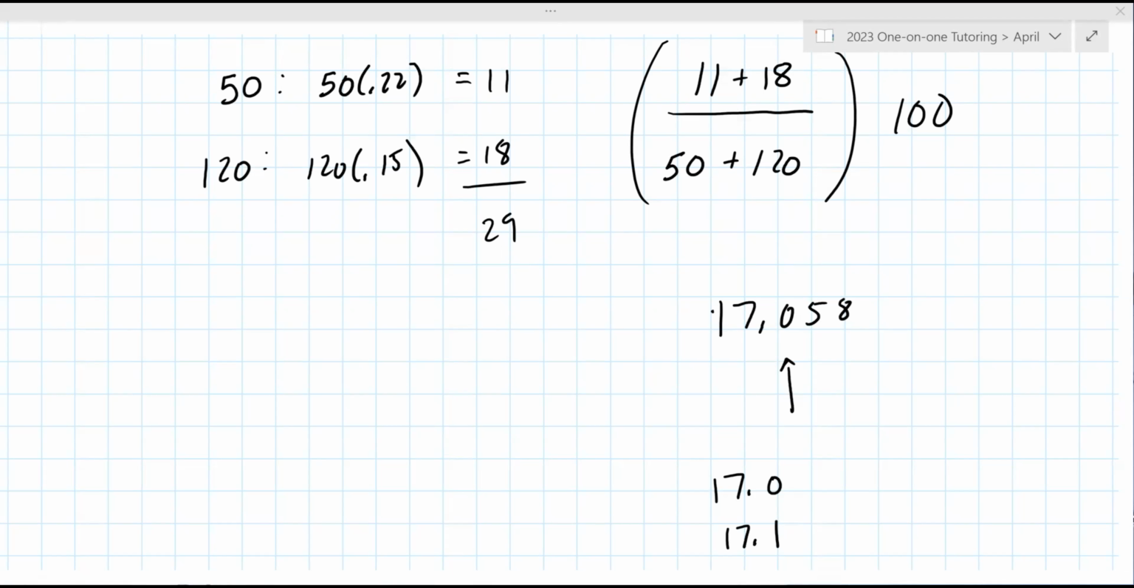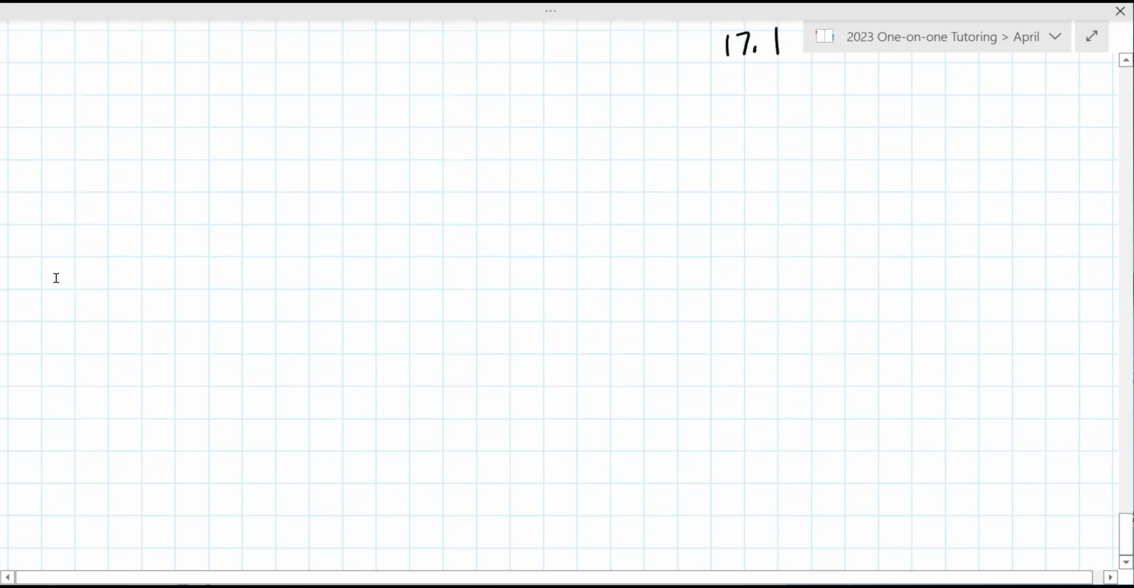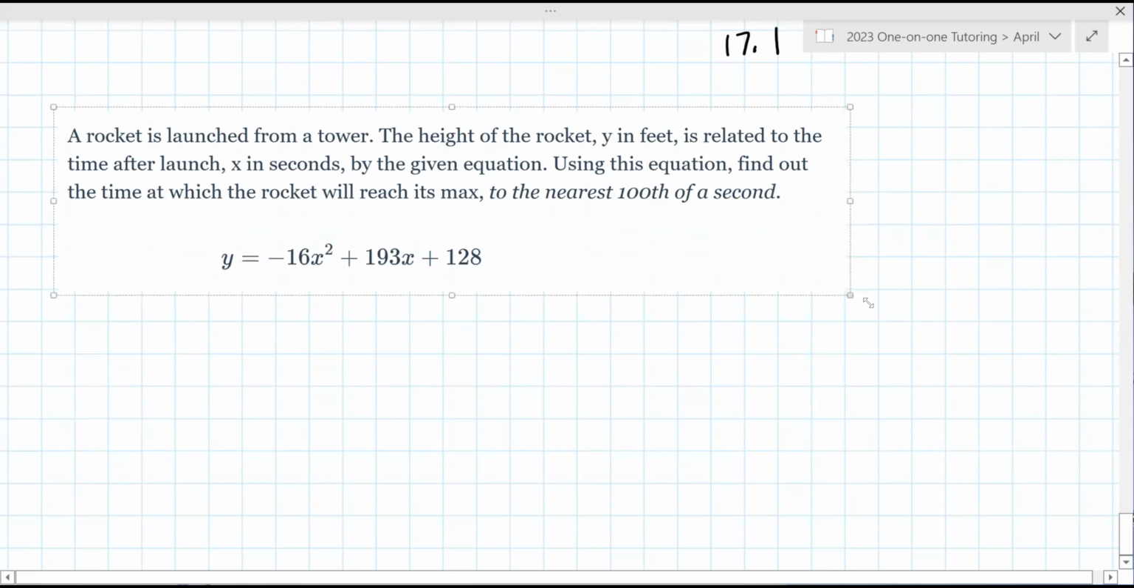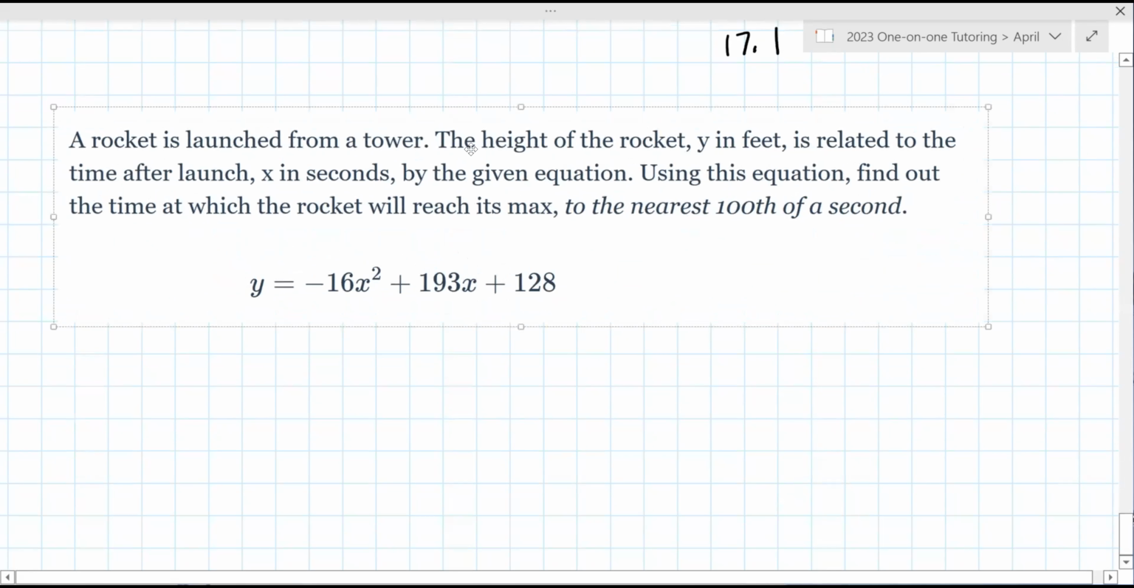Quadratic word problems is the next one I see. Is that okay, or do you want us to pick something else to look at? That's fine. Okay. All right. So a rocket is launched from a tower. The height of the rocket, y in feet, is related to the time after launch, x in seconds, by the equation. Find out the time at which the rocket will reach its max height.